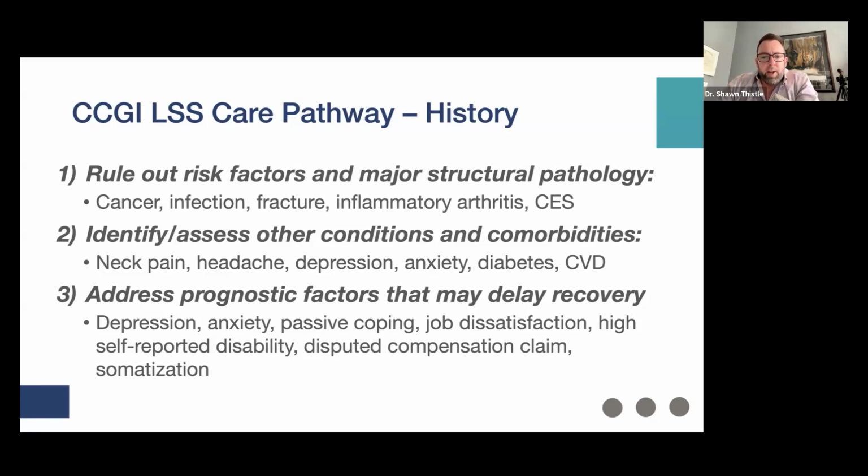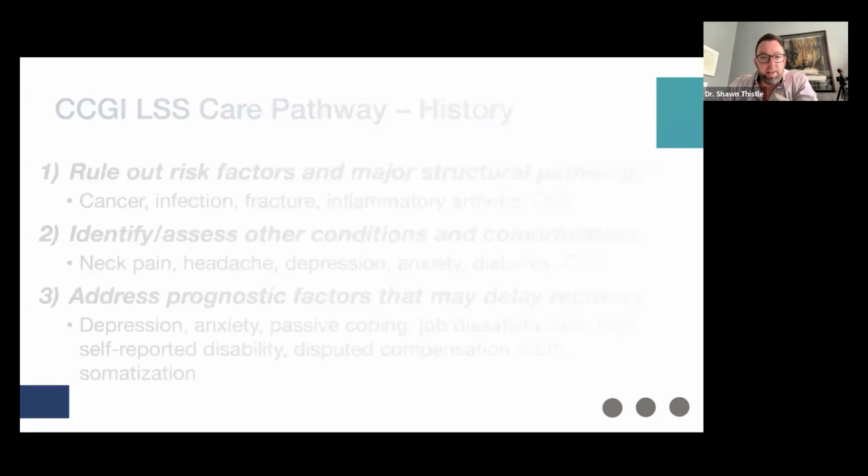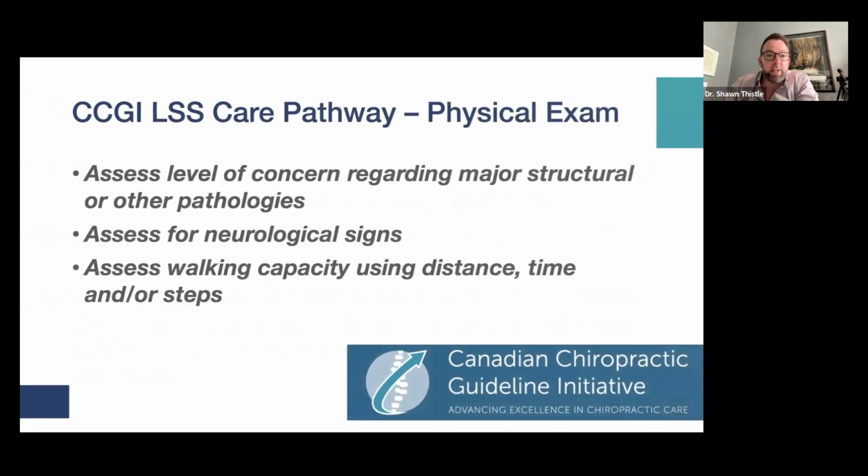Also, we have to address prognostic factors that may delay recovery, and depression and anxiety aren't good prognostic factors for anything. As we mentioned earlier from patient interview data, depression and anxiety are common with this condition. Other things like passive coping, job dissatisfaction, high self-reported disability, disputed compensation claims, or somatization are also negative prognostic factors for this condition and every other condition.